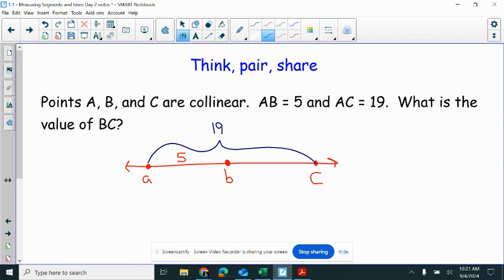We're trying to figure out what is the value of BC. Because we know the entire distance is 19, and one section is 5, rather than adding this time, I actually have to subtract. So I would do 19 minus 5. And the missing piece, BC, would be 14. This is why you always want to draw a picture. That way you don't just assume you always have to add or subtract. You need to draw a picture so you can visually see what operation you have to do in order to solve the problem.